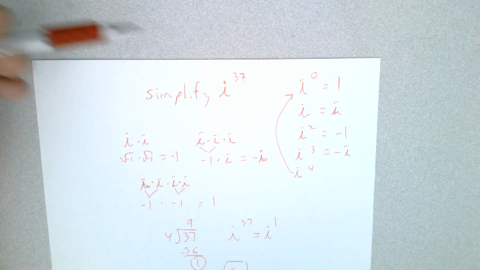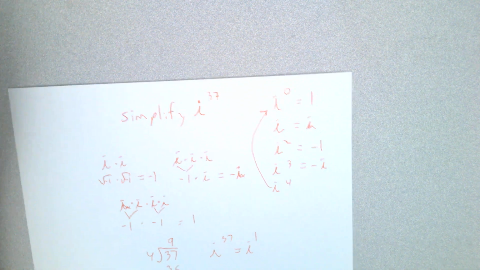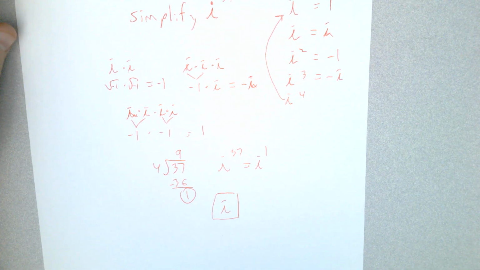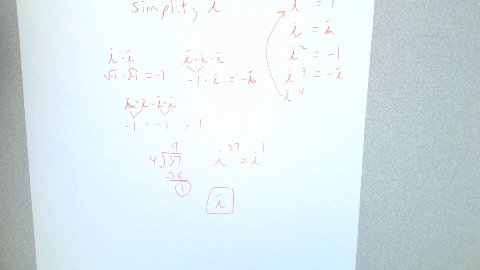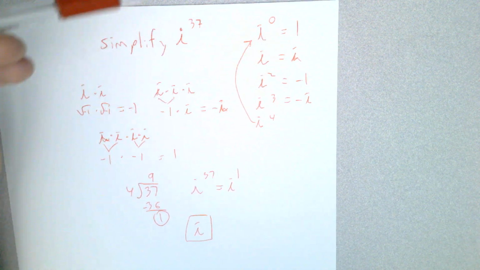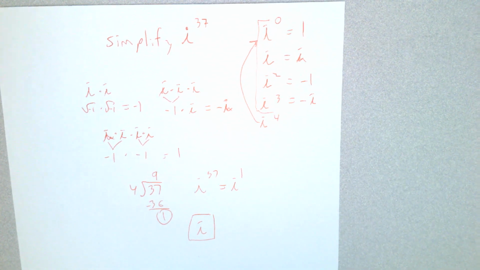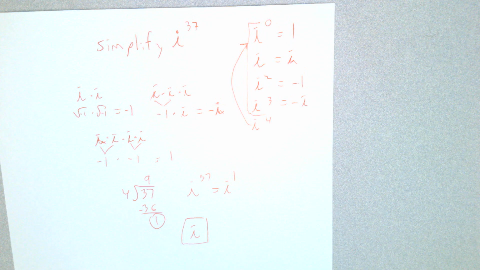Again, we could also keep subtracting 4 from 37 until we can't anymore. I think the long division is easier, but that will also work to get you to one of the four solutions here. And once you figure out which one you're left over with, that is it. It'll be one of those four solutions.